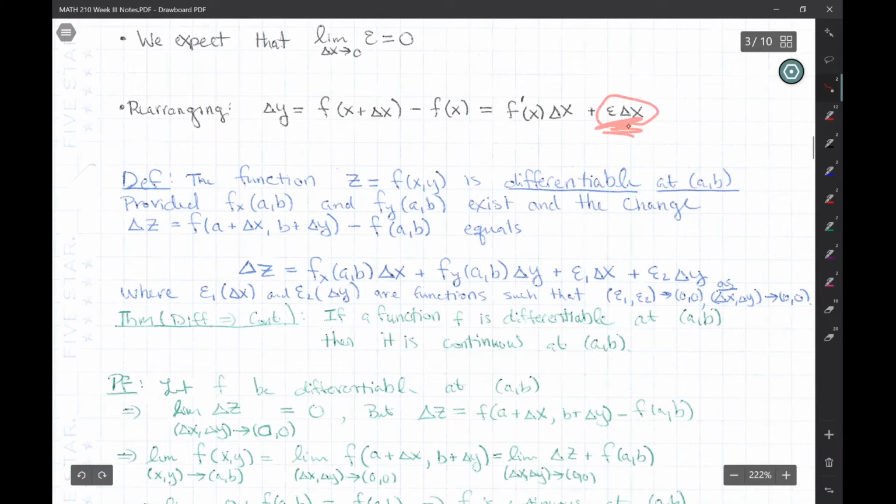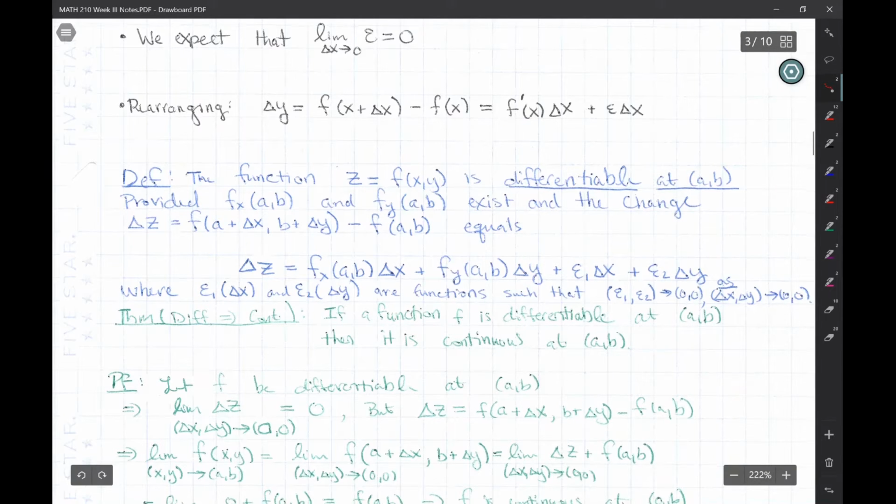This term here quantifies the failure of the tangent line to describe changes in the function, okay? So this is the failure of the function being linear, basically. Okay? We want that to go to 0 as delta x goes to 0, because you're getting closer and closer to the line, and so the derivative becomes better and better, and the tangent line becomes a better and better approximation to the function.